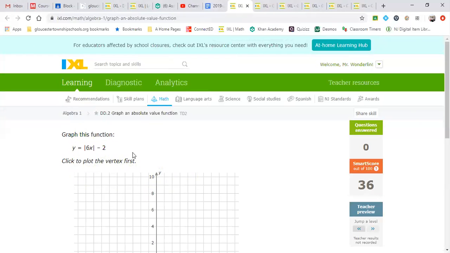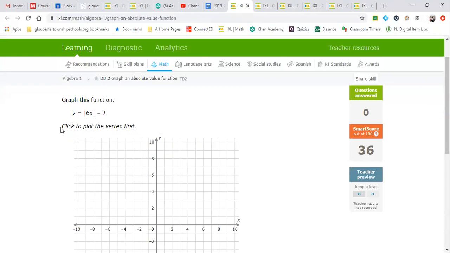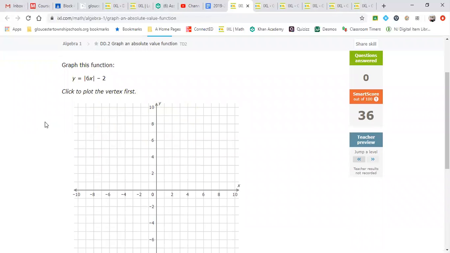Same concept for this one, but now the m value is inside the absolute value. So it's going to sound different, but actually work the same. First, let's work with my vertex. A is 0, so I'm not going to shift left to right. B is -2, so I'm going to shift my vertex down 2. There's my vertex coordinate.